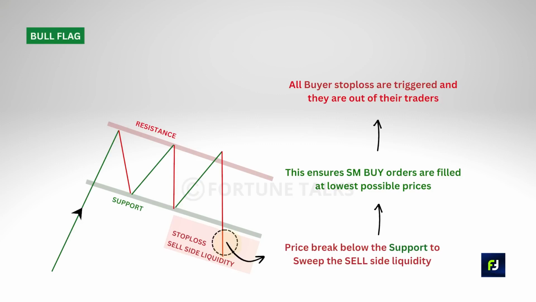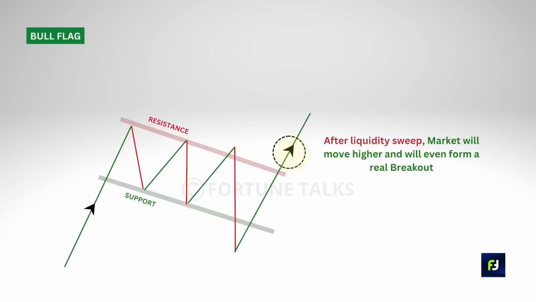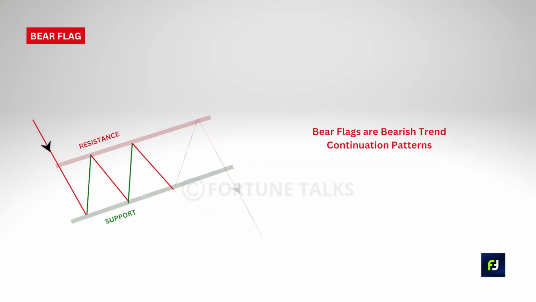Sweeping the sell side liquidity means that all the buy stop losses are triggered and they are taken out of their trades. Now, what happens afterwards? Quite clearly, the market will bounce back higher, and this time creating a real breakout instead of a minor reaction. And once a strong breakout with high volume appears, more traders would join in and the prices would rise even higher.